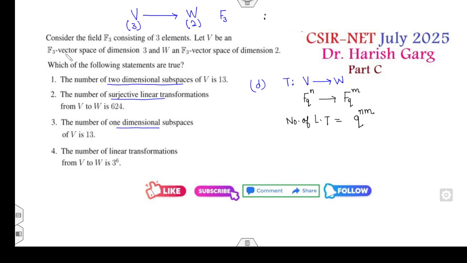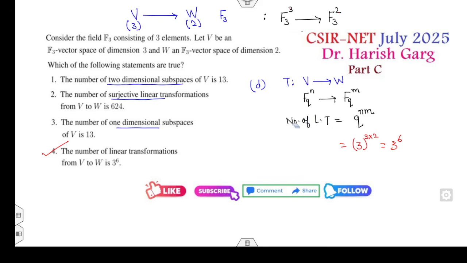V is a vector space F3 of dimension 3, mapping to F3 of dimension 2. So can you find the number of linear transformations? Q is 3, raised to power 3 into 2. So the answer is 3 raised to power 6. Yes, the first option is the right answer. D option is the right answer.